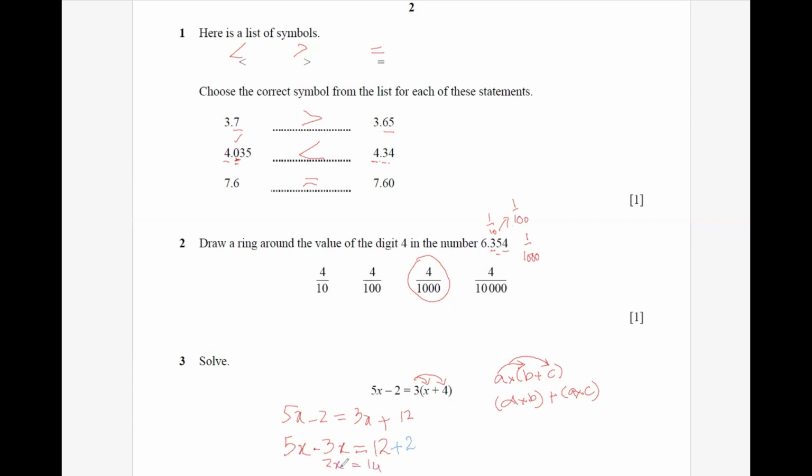And now with this x, 2 is being multiplied. When I would be shifting this 2 to the other side of the equality, it would get divided. 14 divided by 2. So this would give the answer x equals to 7.